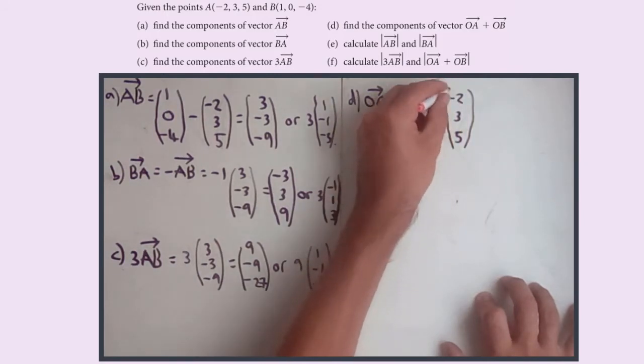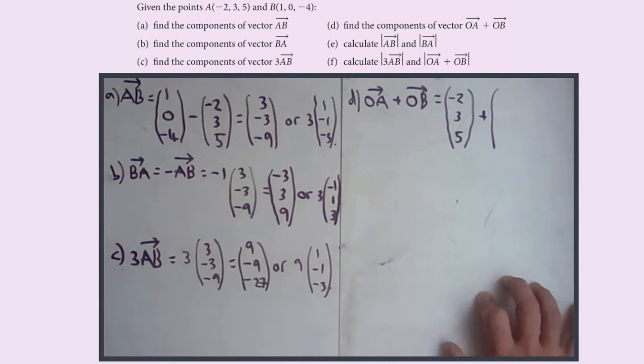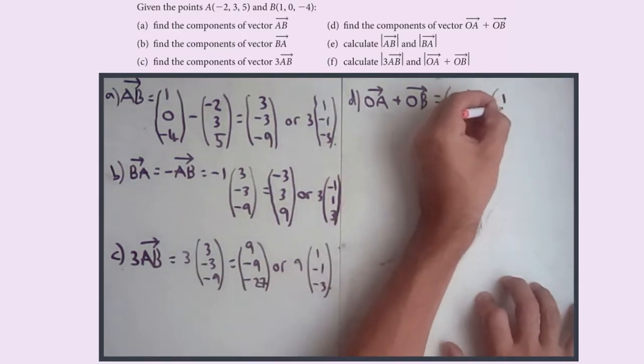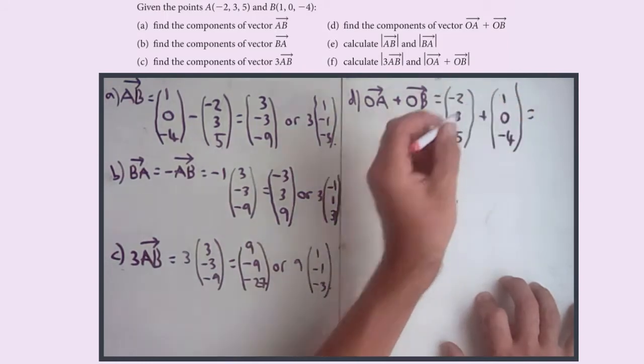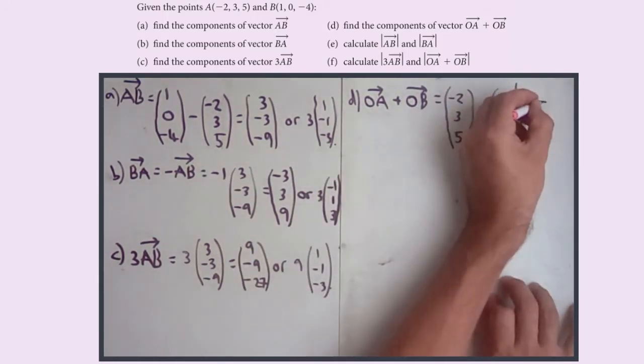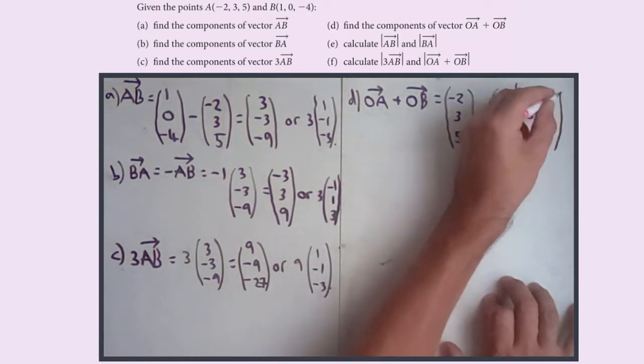That is OA, and OB is exactly the same but for B. So 1, 0, -4. So you just add those up. -2 plus 1 is -1. 3 plus 0 is 3, and 5 plus -4 is 1.